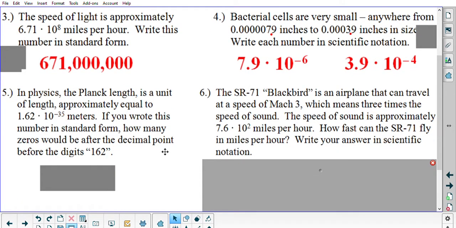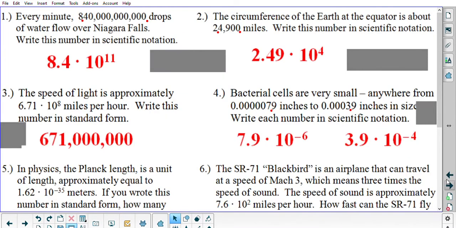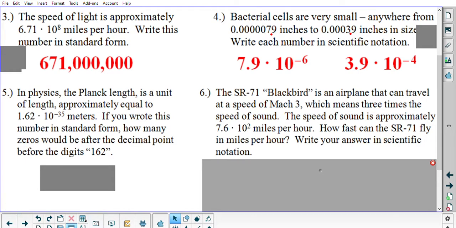Number 5, in physics, the Planck length is a unit of length approximately equal to 1.62 times 10 to the negative 35th power meters. If you wrote this number in standard form, how many zeros would be after the decimal point? After means to the right of the decimal point, before the digits 1, 6, and 2 would show up. Now, guys, don't actually draw little waves like I was doing above here in your guided notes on problems 10 and 11. Don't do that. You're going to drive yourself insane. What you need to do on number 5 is just think. You're going to move the decimal point to the left because it's a negative exponent that you're multiplying by the power of 10.